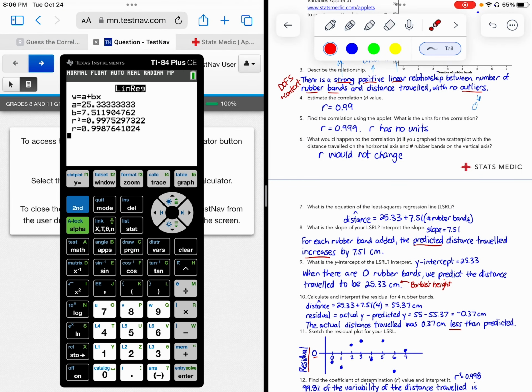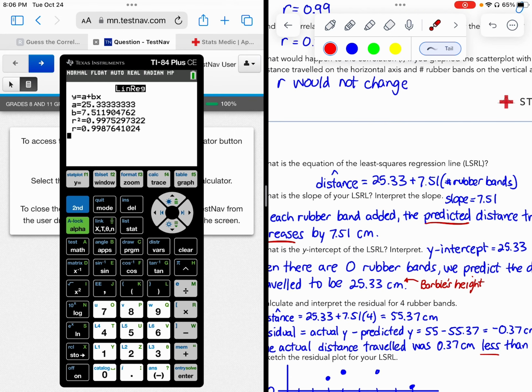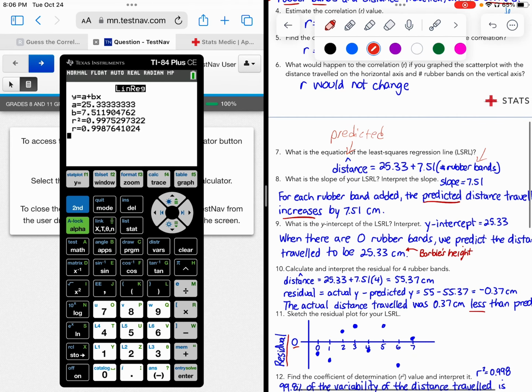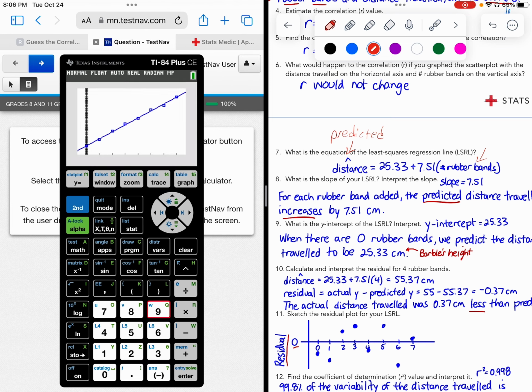Okay, and I've done that right here. Notice I've also done it with the little hat for predicted distance. Remember, that always means predicted. The least squares regression line is giving us predictions, okay, based on the number of rubber bands. On the calculator, by the way, if you want to see this, you just go to your stat plot menu, you turn it on, and then you should be able to hit zoom 9, and there it is.